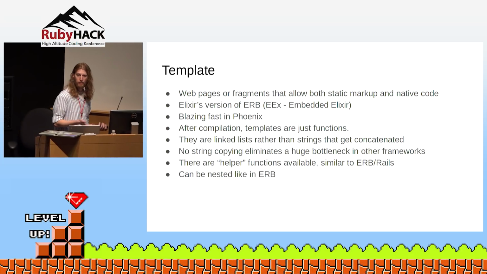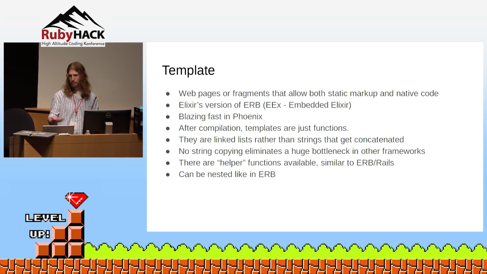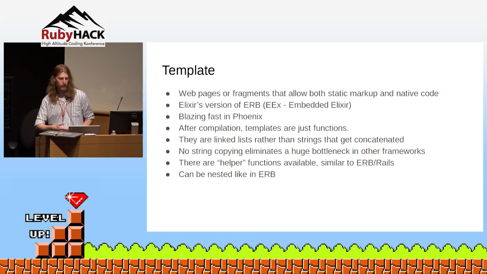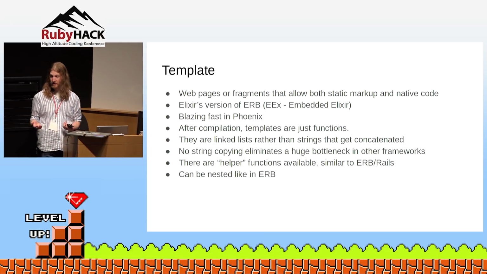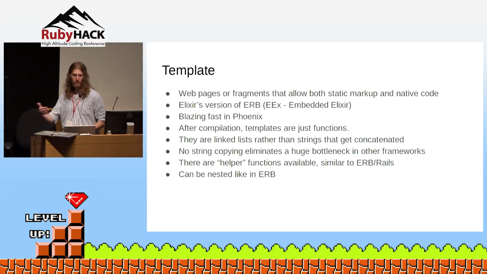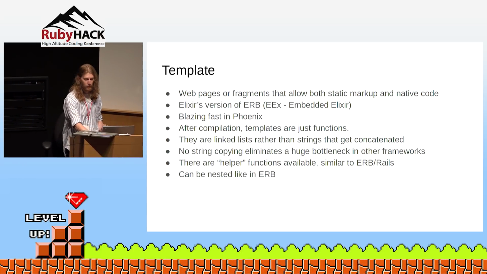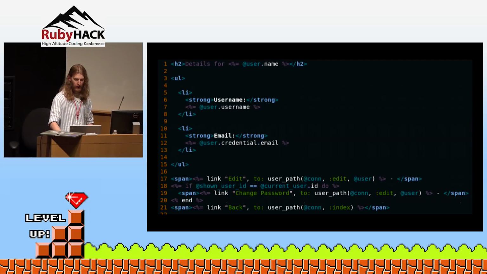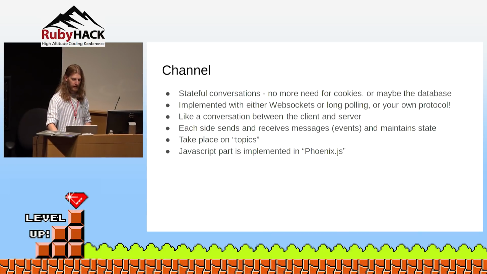Templates are basically embedded Elixir, or EEx, which is basically the same thing as ERB. These are super fast in Phoenix. This is one of the ways that we get response time super low: internally they're linked lists instead of strings, which helps a lot. OK, so this is a template. You've seen those many times.